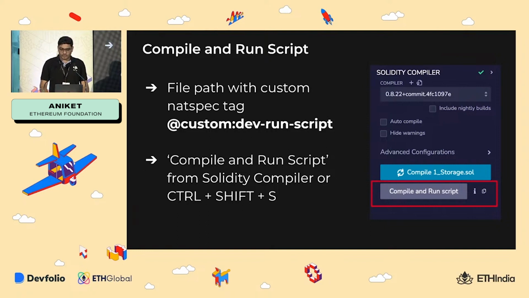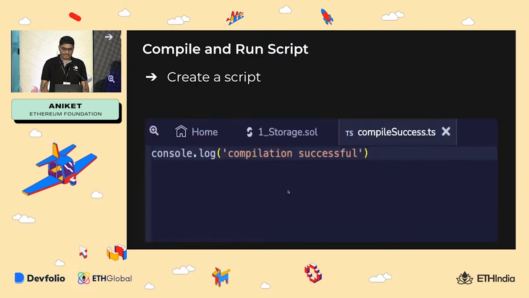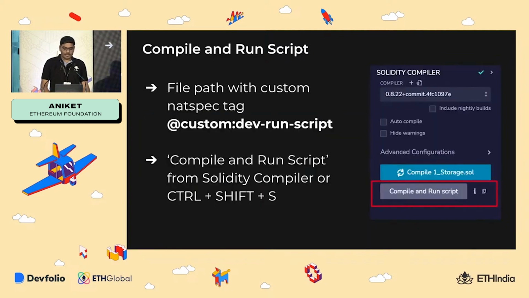Moreover, you can go to the Solidity compiler plugin that you have been using for a long time, and there is a new button which says Compile and Run Script. You can just click on that button, or use the keyboard shortcut, Control Shift S. As soon as you press that button, the script will run.